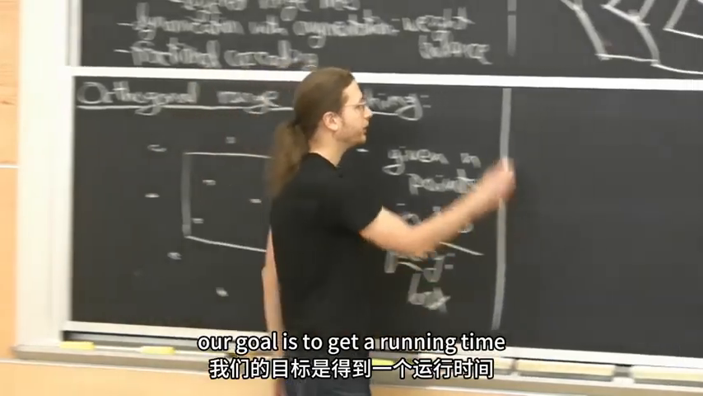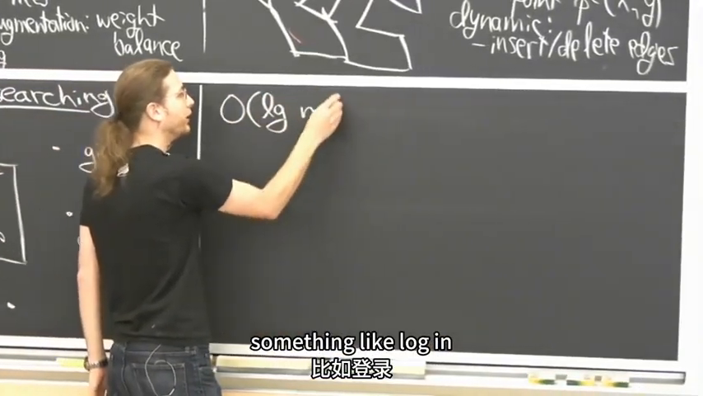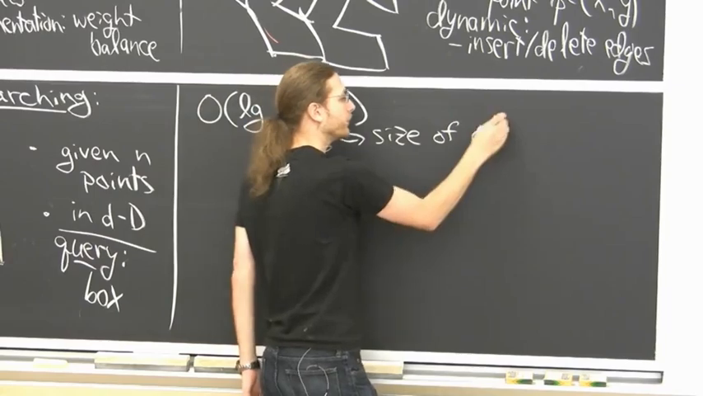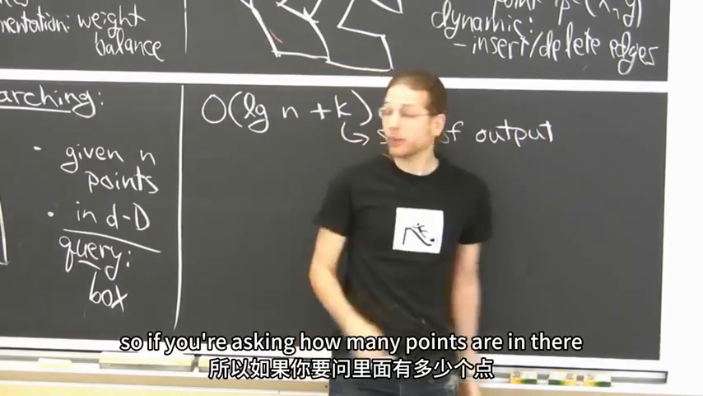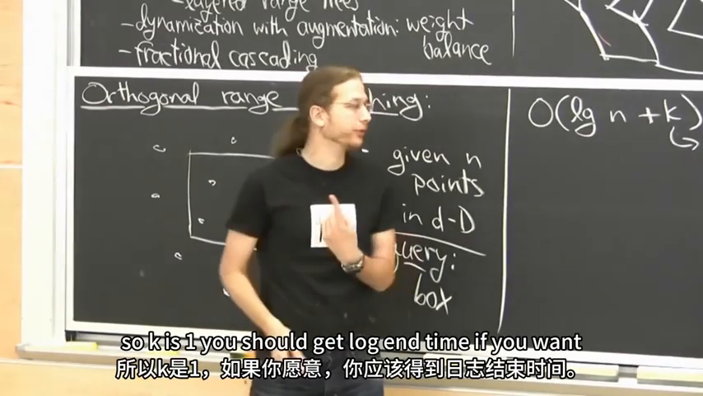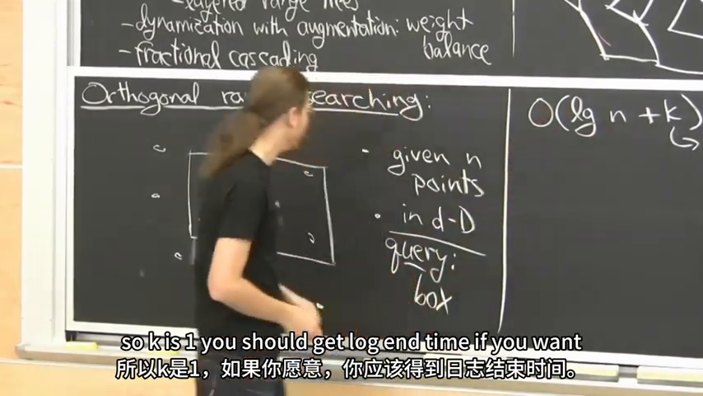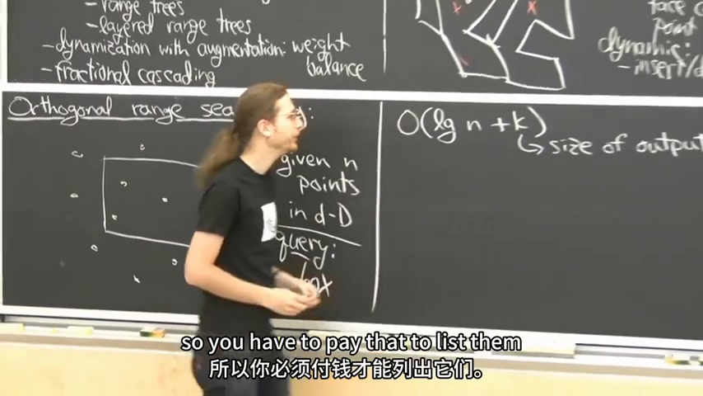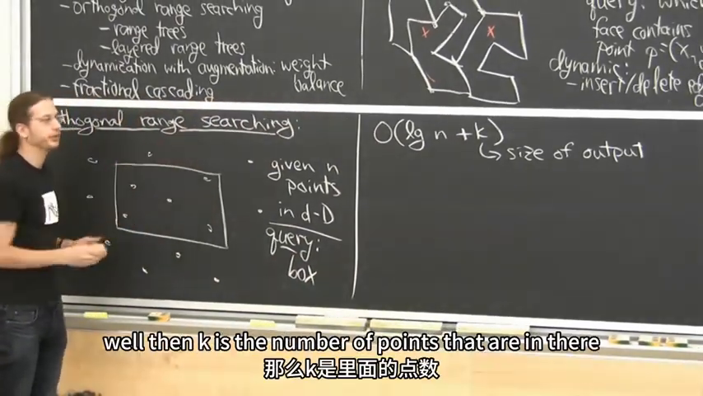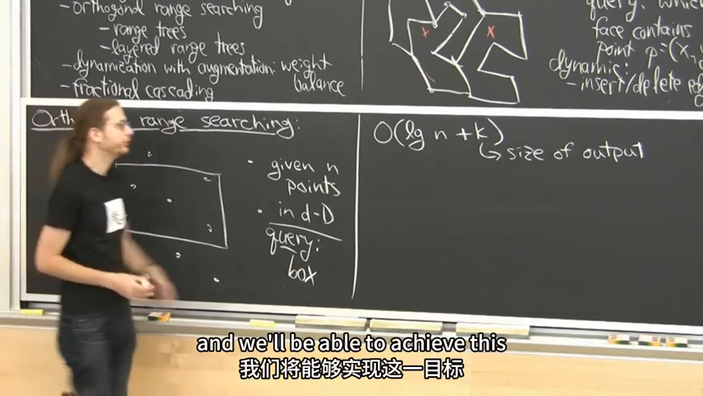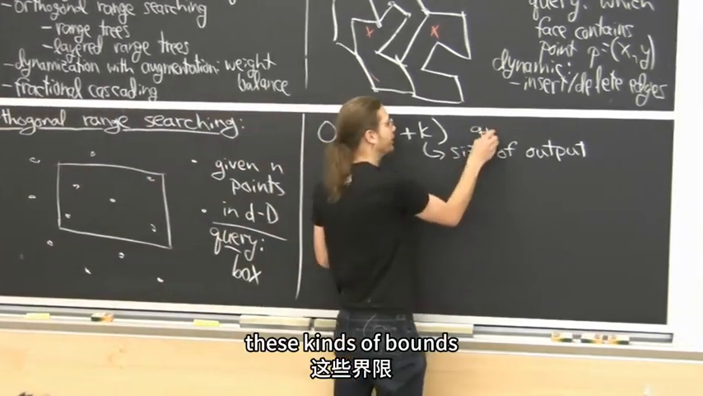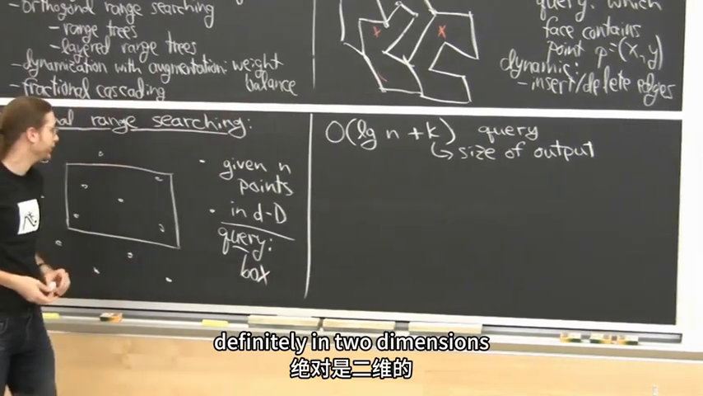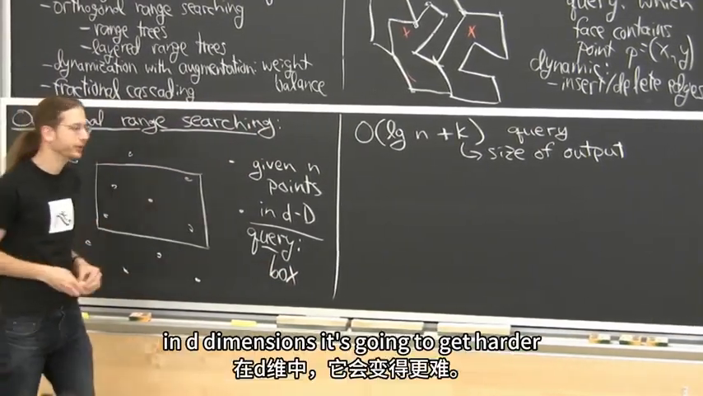So in general, our goal is to get a running time something like log n plus k, where k is the size of the output. So if you're asking how many points are in there, the size of the output is a single number. So k is 1, you should get log n time. If you want to list 100 points in there, k is 100, and so you have to pay that to list them. If you want to know all of them, well then k is the number of points that are in there. And we'll be able to achieve these kinds of bounds pretty much all the time. Definitely in 2 dimensions. In d dimensions, it's going to get harder.